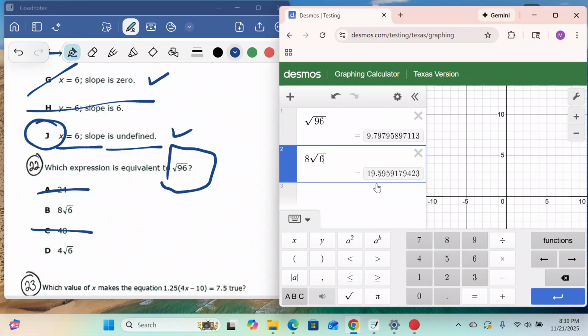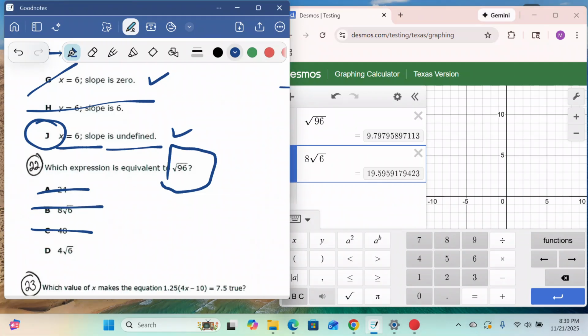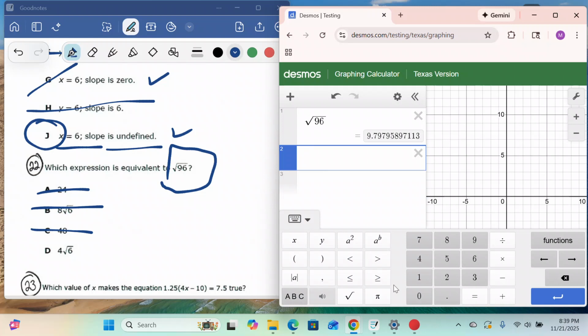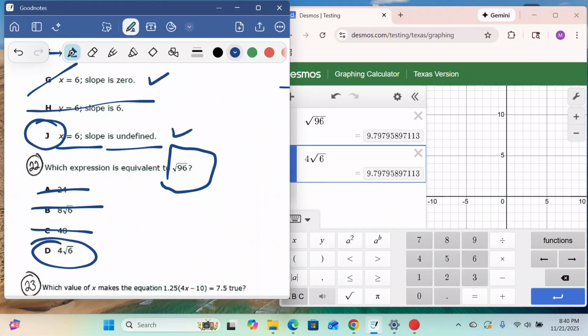And that is 19.59. Once again, that one does not give you 9.79. Most likely it is D. But once again, I want to make sure that it is correct. So I'm going to go ahead and input 4 square roots of 6. And 9.79 is equivalent to 9.79. The answer choice is D.